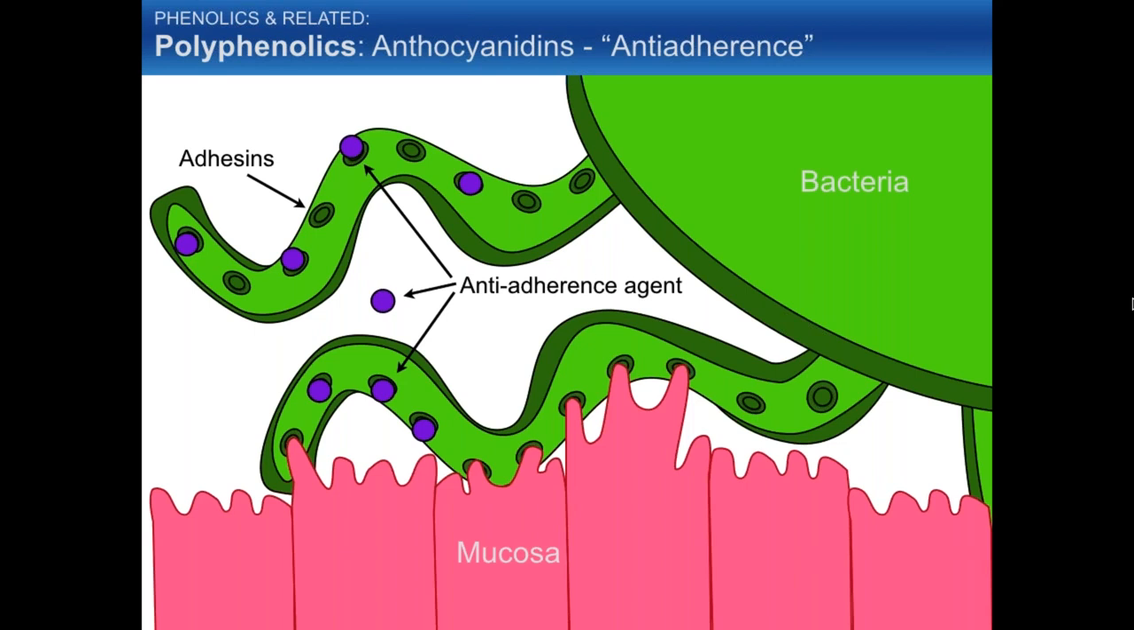So we know that cranberry juice can lower the risk of getting certain types of urinary tract infection. Elderberry juice or flowers can reduce the risk of getting influenza and the common cold because it has this antiviral property associated with these anthocyanins.